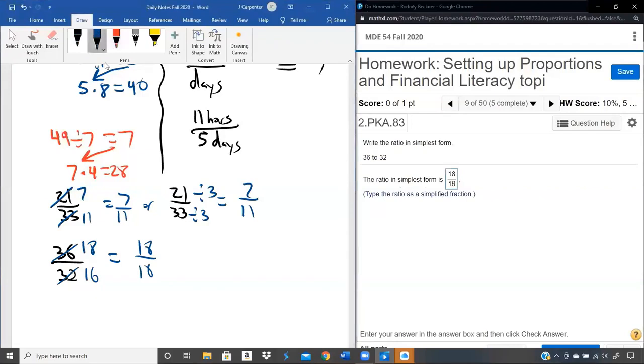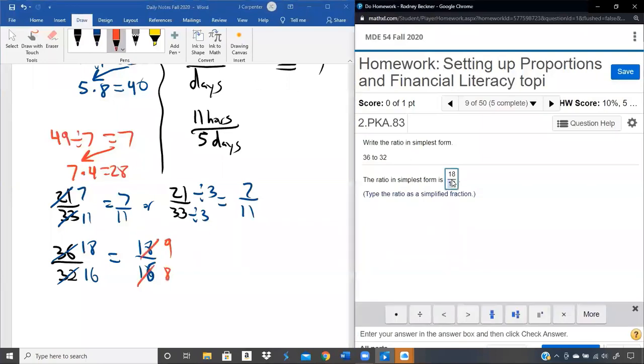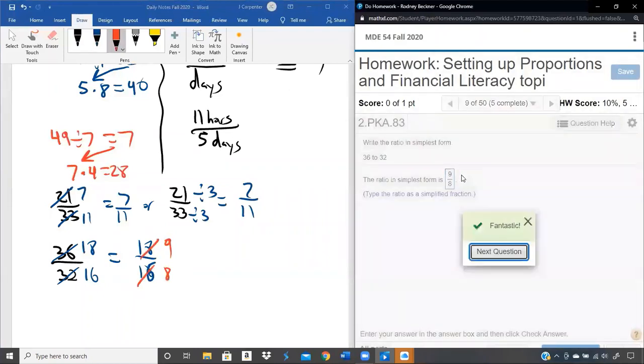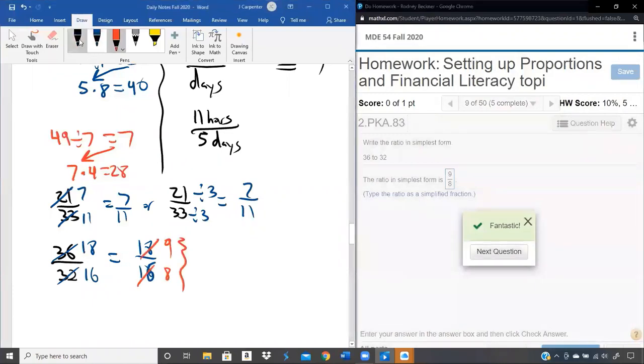That's a 6 in the bottom. That's just an ugly 6. So 2 goes into 18 9 times, 2 goes into 16 8 times. So let's see if 9 eighths will give us the answer. 9/8. Boom, we're good. So alternatively, you could have said 36 over 32.